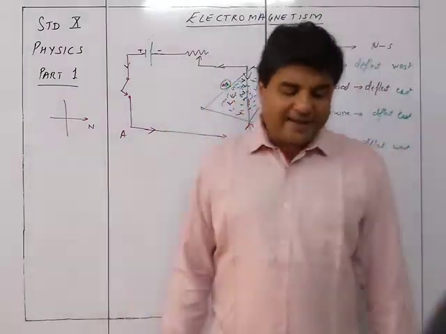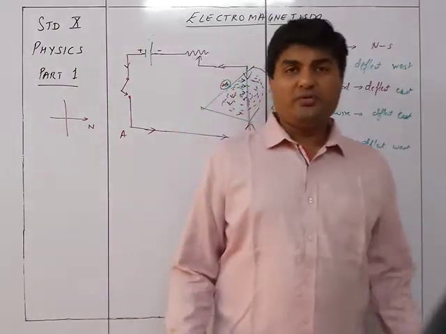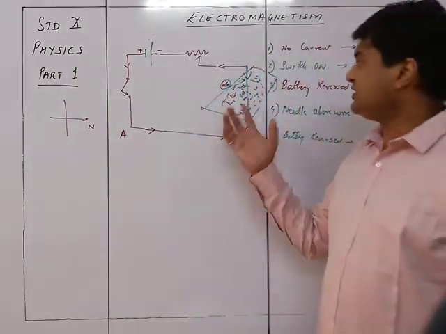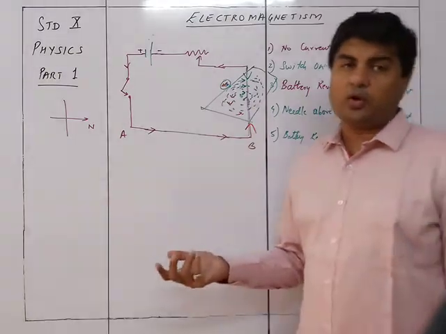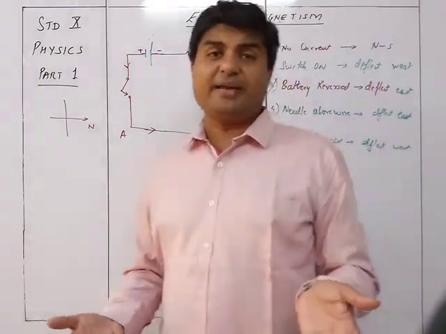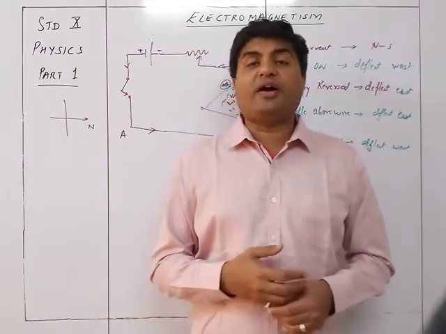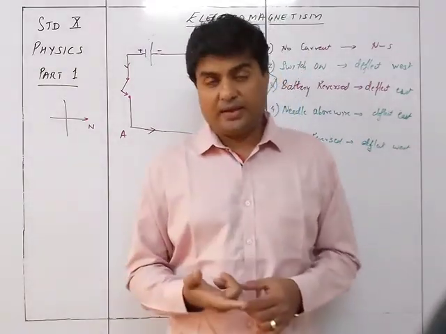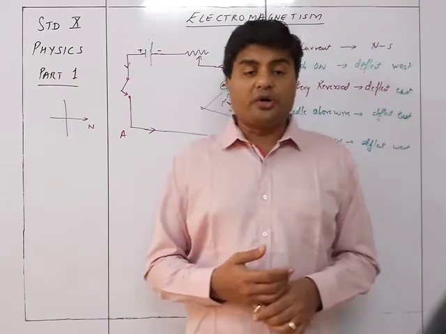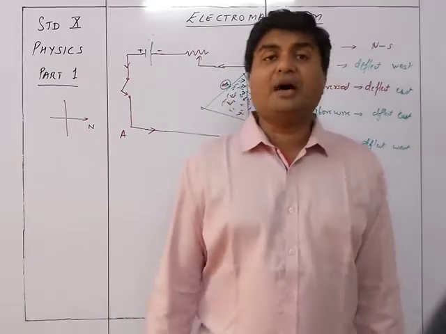Now, the rule to find the direction of the magnetic field. Of course, we have seen that we just say it will be clockwise, it will be anti-clockwise, but why is it so? The main thing is, what will be the method by which I will find out whether it will go clockwise or anti-clockwise? So, the rule for this is the right hand thumb rule.